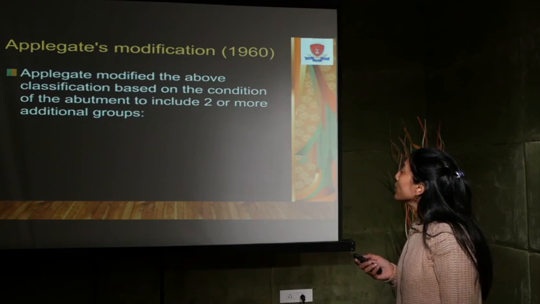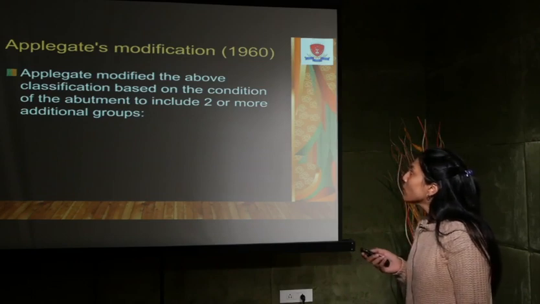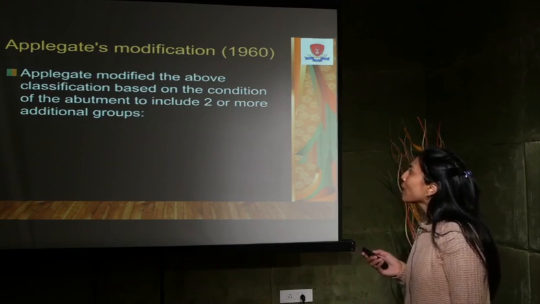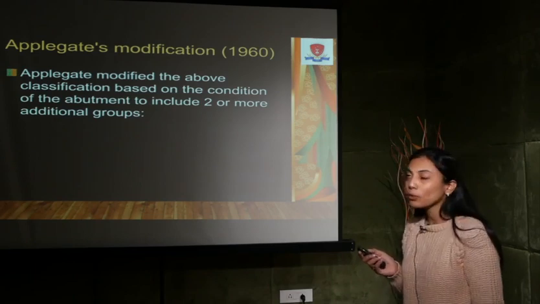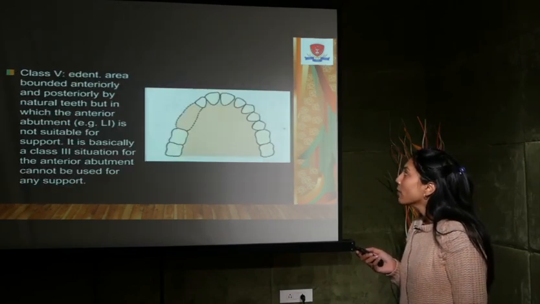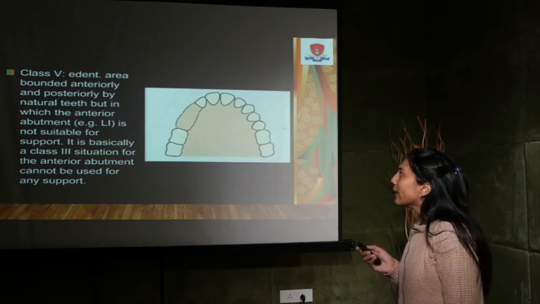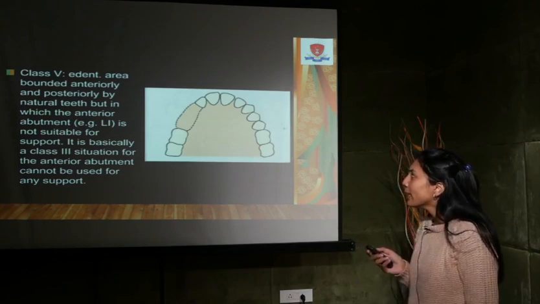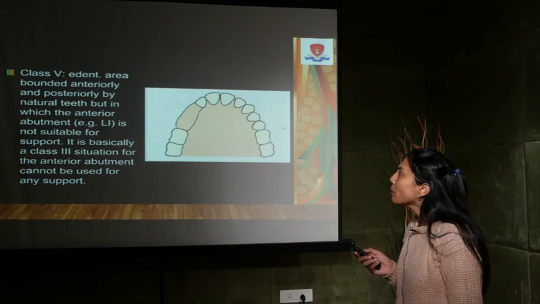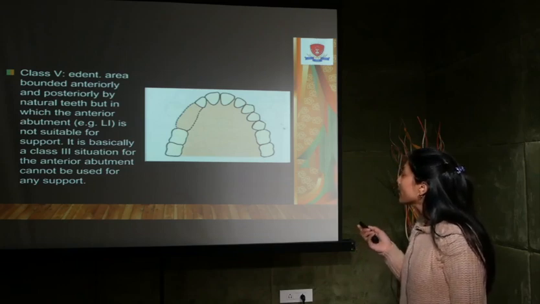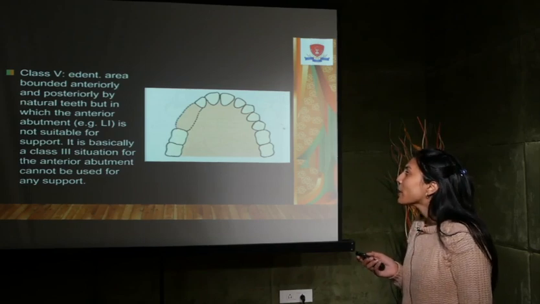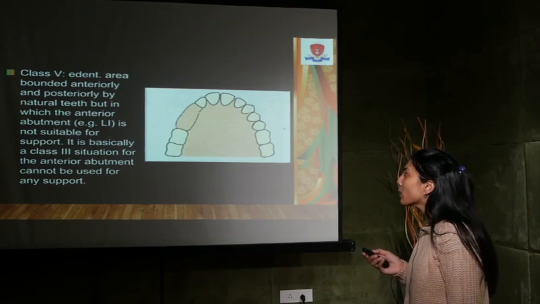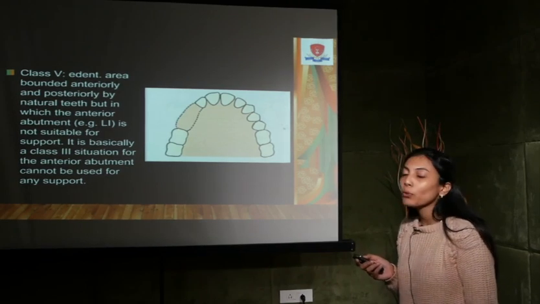Applegate's modification was given in 1960. Applegate modified the above classification, based on the condition of the abutment, to include two more groups. Class 5, an edentulous area bounded anteriorly and posteriorly by natural teeth, but in which the anterior abutment, for example the lateral incisor in the given figure, is not suitable for support. It is basically a class 3 situation, but the anterior abutment cannot be used for any support.